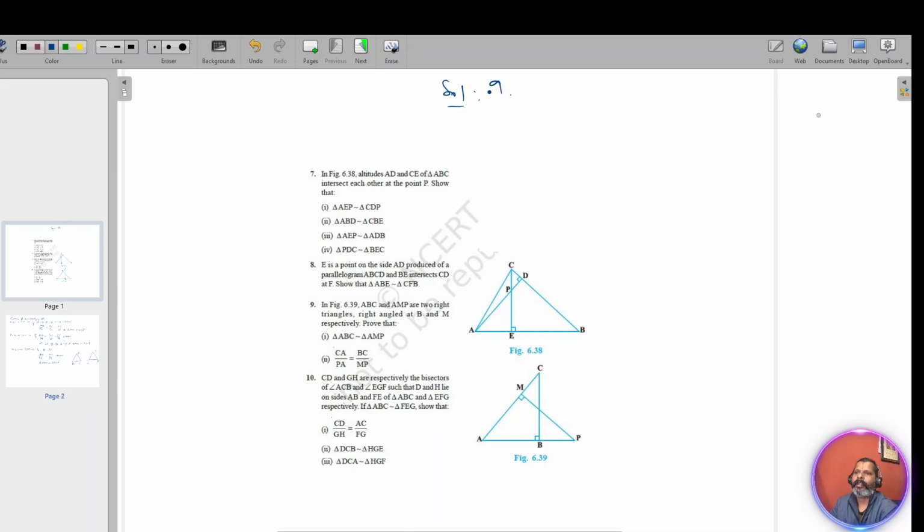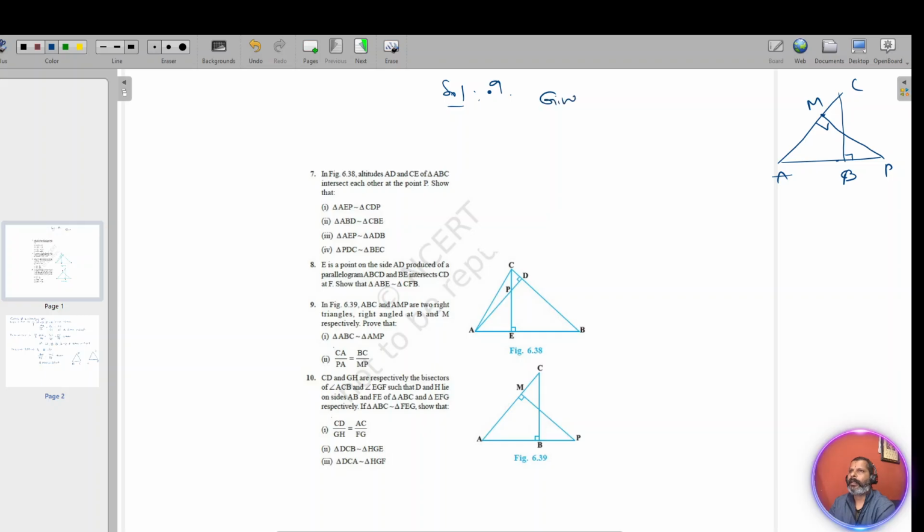Okay, I'll draw the figure here. AP is there. Here I'll make a C, sorry, B here. This is C. I'll join this. I'll make this 90 degrees and this will be 90. This is M, this is A, this is B.